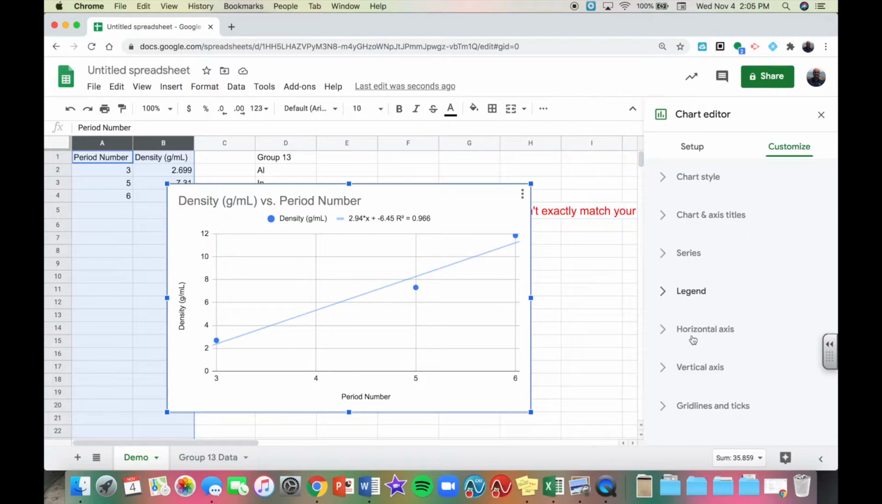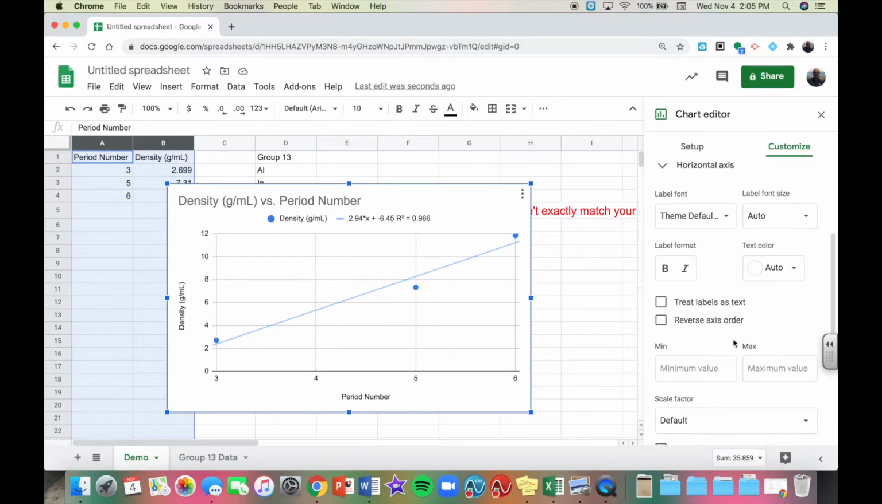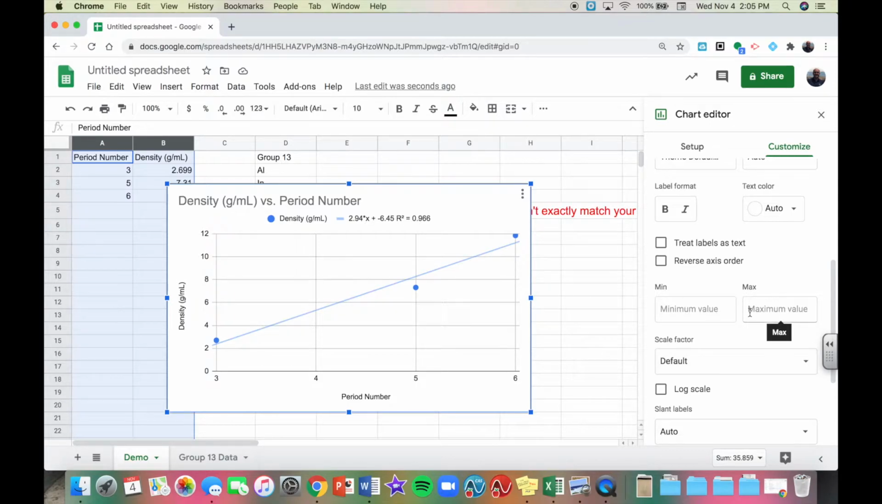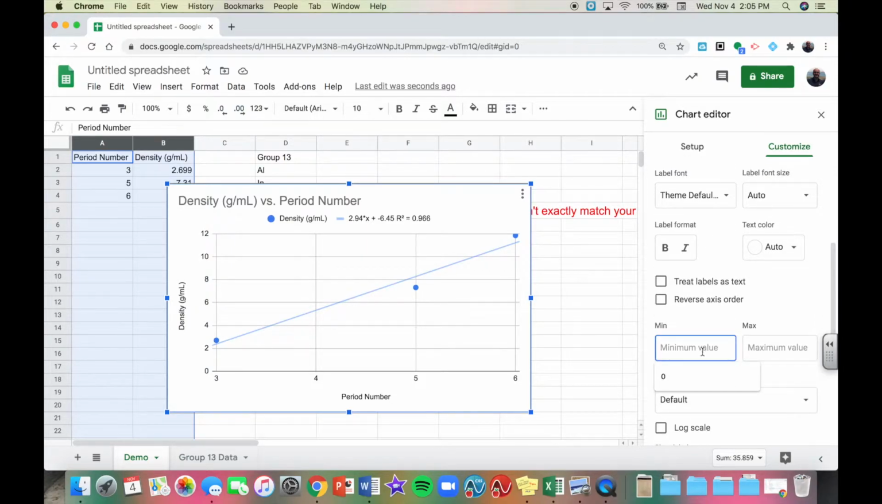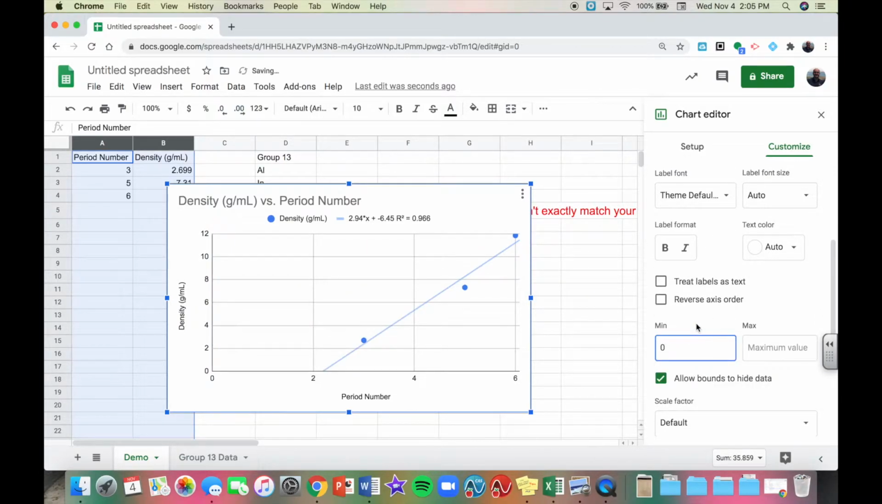We don't need the legend, but we have to adjust the axis right here, because right now we are starting at 3 and going to 6. Well, we want to include the origin. We want to go from period number 0. So we will click on the horizontal axis right here and set 0 for our minimum, so we're including the origin.